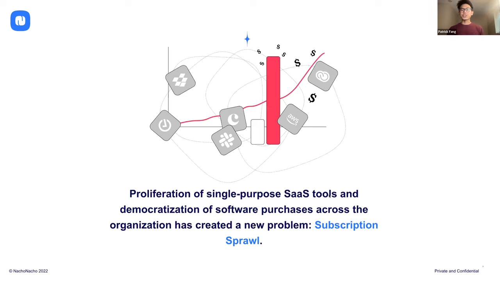So we call this issue subscription sprawl. Everybody uses a lot of different tools. As your nonprofit grows, you'll have donor relations, you'll have operations, maybe a finance team, maybe a marketing team. And each one of those people is going to need multiple different software tools in order to fulfill their function.